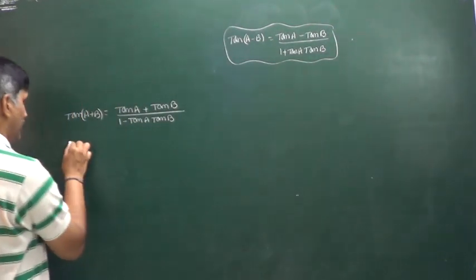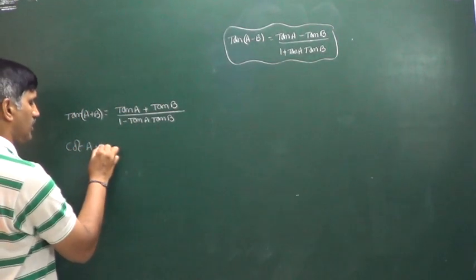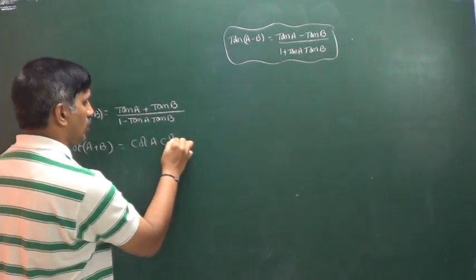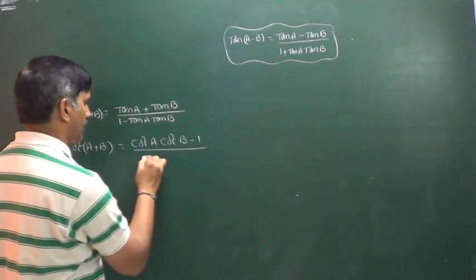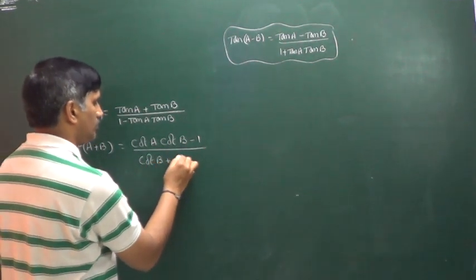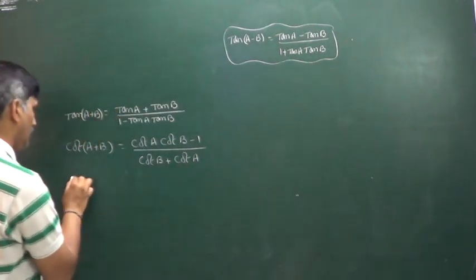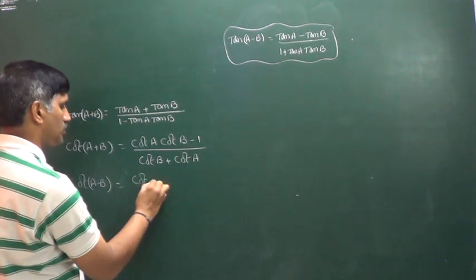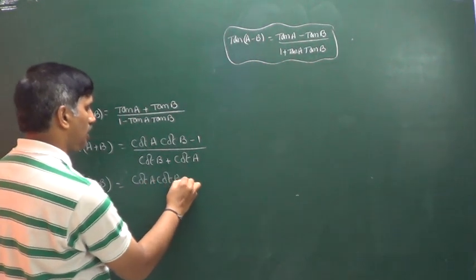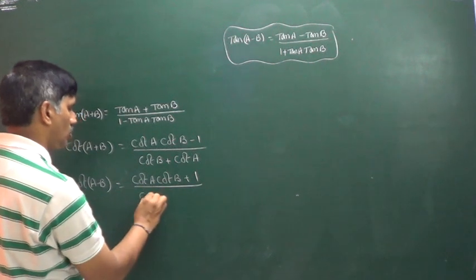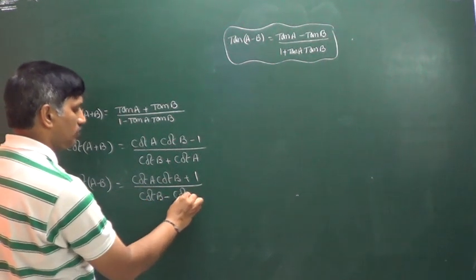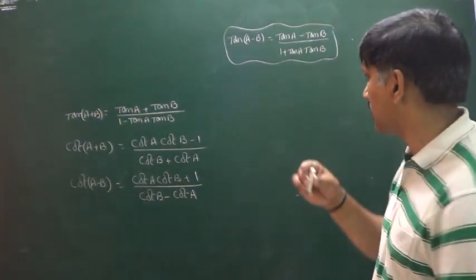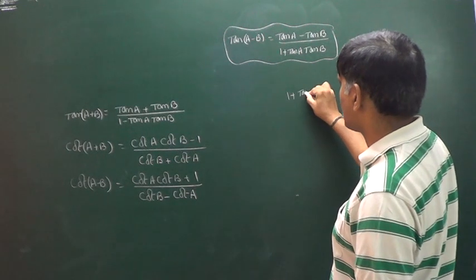In a similar way, we can write cot(A+B) is equal to cot A cot B minus 1 divided by cot B plus cot A. At the same time, cot(A-B) is equal to cot A cot B plus 1 divided by cot B minus cot A. So that is the formula for cot(A+B) and cot(A-B). At the same time, you have to remember this one also as a formula.